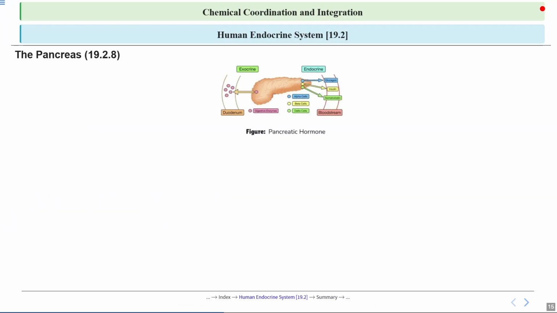Let's talk about the pancreas. You can see in this picture the structure of the pancreas and the essential hormones it secretes.